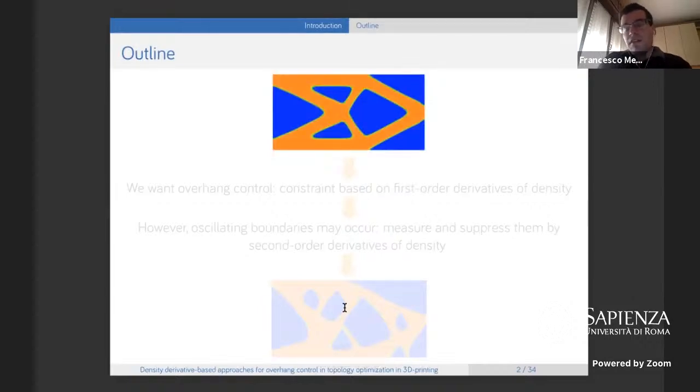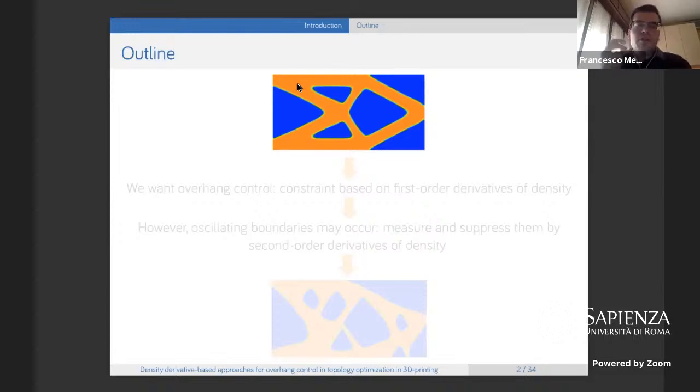And the context is the same as the speakers who preceded me. So for instance, this is a design which was obtained by a topology optimization process. What you are seeing is the representation of a density function, which is 0 where the material is not present, in the blue regions, and instead it is 1 where the material is present, here represented with the color orange.